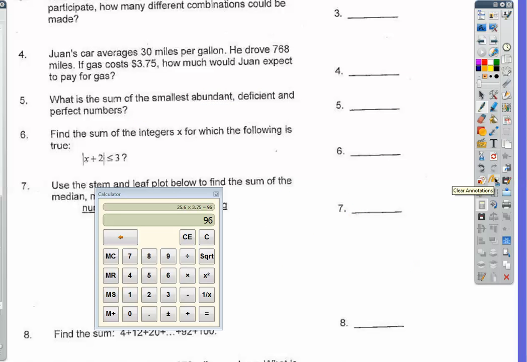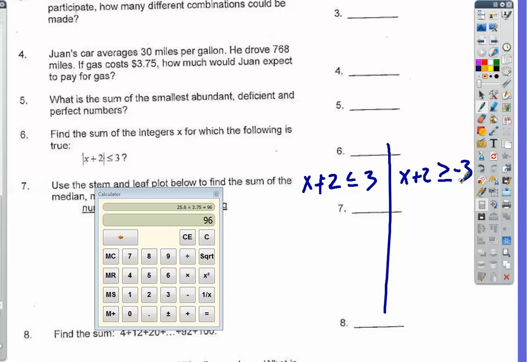Find the sum of the integers for which the following is true. So the absolute value of x plus 2 is, yes, that actually does say x plus 2, less than or equal to 3. But because of the absolute values, you have to do the negative side of the thing too. When you do the negative side, you have to flip the signs, and so you just solve.